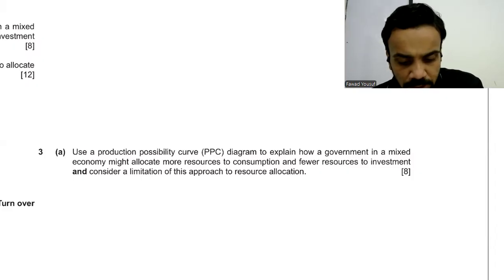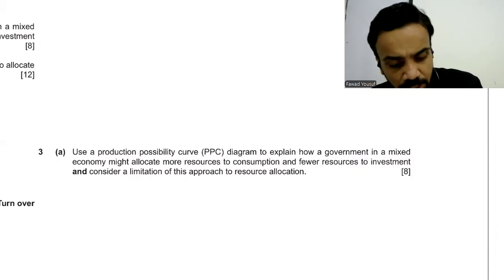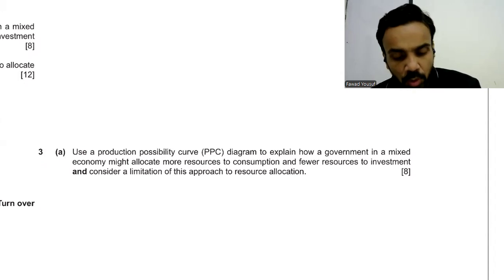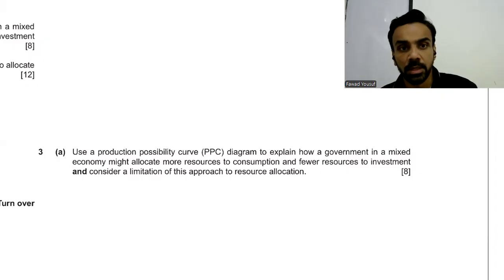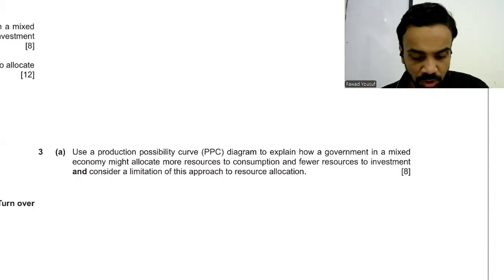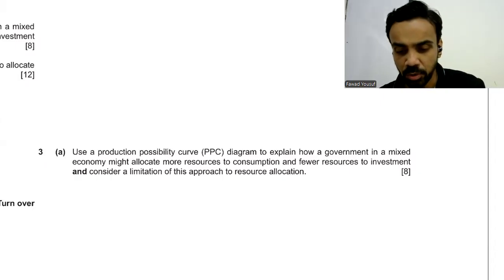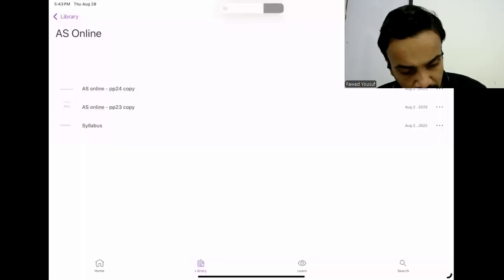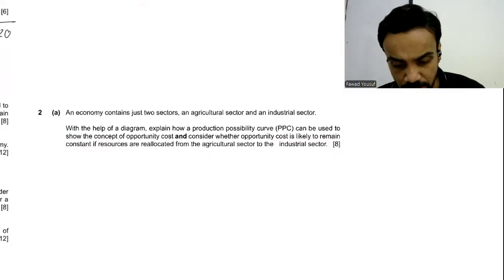Use a production possibility curve diagram to explain how a government in a mixed economy might allocate more resources to consumption and fewer resources to investment. Oh, this one's more complicated. Wait, karo. Let's not go to this one. Sort of we can do, लेकिन ये तुम्हारे normal conventional question से बहुत हट के था. We'll come back to this one. I'll save this one. That's the third one that I wanted to discuss today, actually.